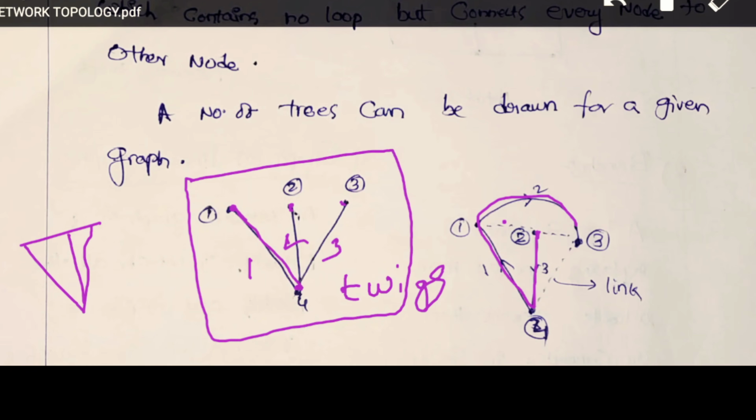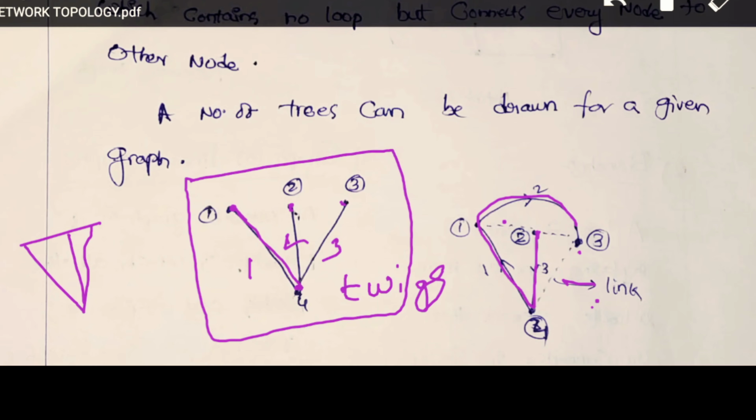The remaining branches of a tree are called links. You can see here 3 to 4 is not connected, but the dotted line represents a link. The remaining branches of a tree which are not connected, if you draw a dotted line, are called links. What is the relation between the number of links, branches and nodes? These are some definitions, and the relation is also important.